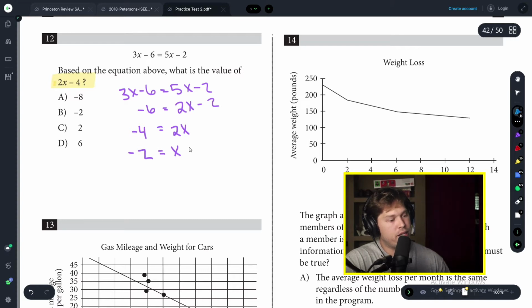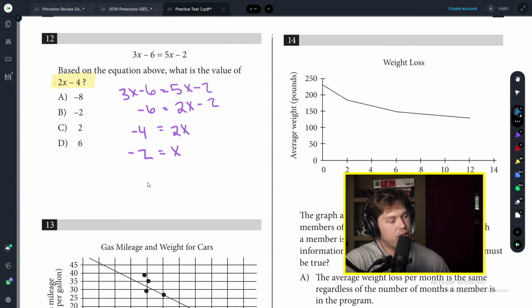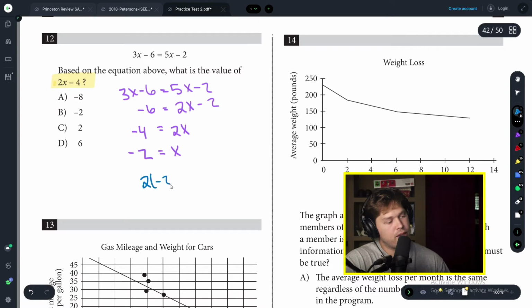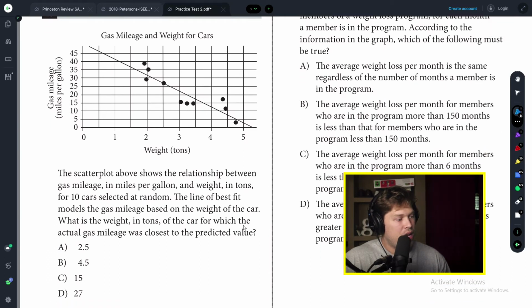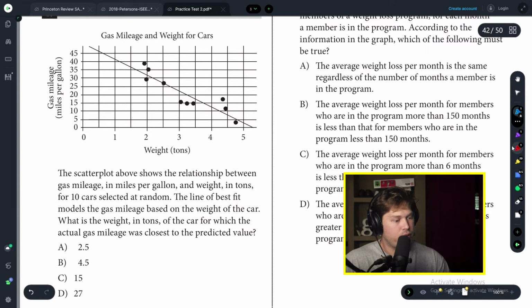Next, we can plug in negative 2 for our x. So 2 times negative 2 minus 4 equals what? 2 times negative 2 is negative 4. Negative 4 minus 4 is negative 8. Our answer is option A. Excellent. Number 13. Okay, so we have this line of best fit with our scatter plot.